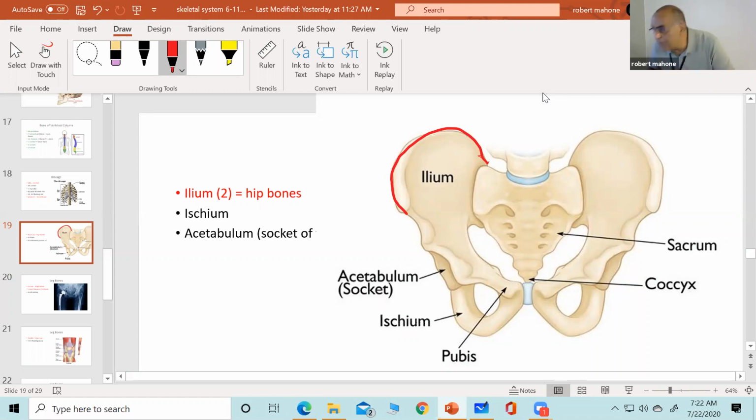All right, so anyway, that's the ilium, typically where you would wear your belt if you are dressing yourself, right? But we know some people wear their belts way down here.